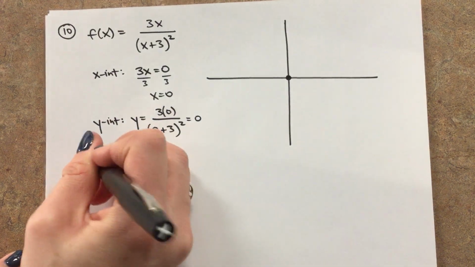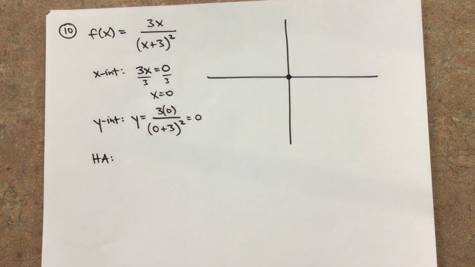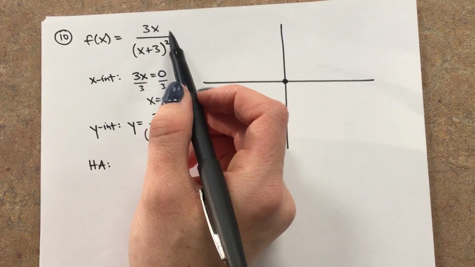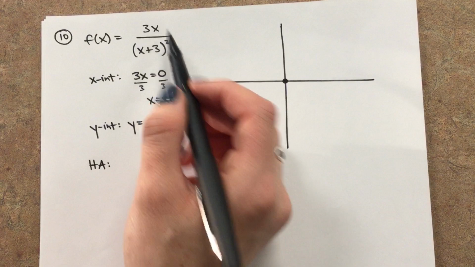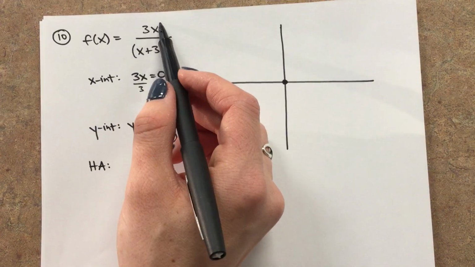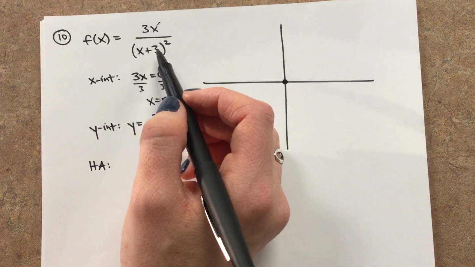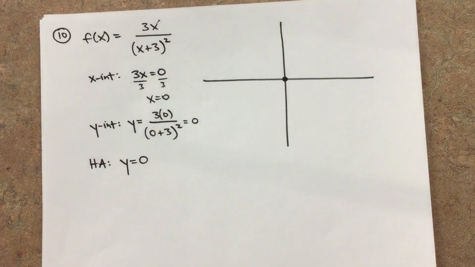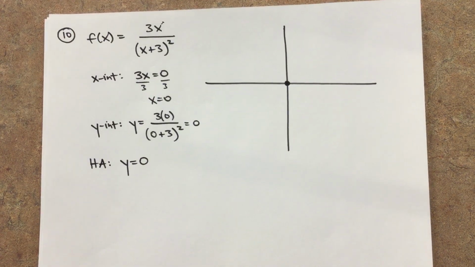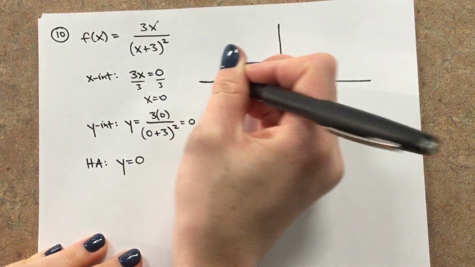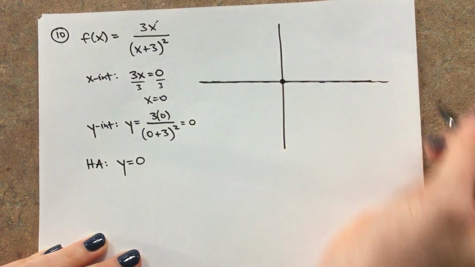And then horizontal asymptote. You guys had 3 different rules, and it depends on which degree is bigger, the numerator or the denominator. So the numerator technically has a degree of 1, and then because of this squared, the denominator has a degree of 2. So if the numerator has a smaller degree than the denominator, then the HA is just automatically y equals 0. So that's, again, only if the numerator has a smaller degree than the denominator. So we've got this dotted line right at y equals 0.